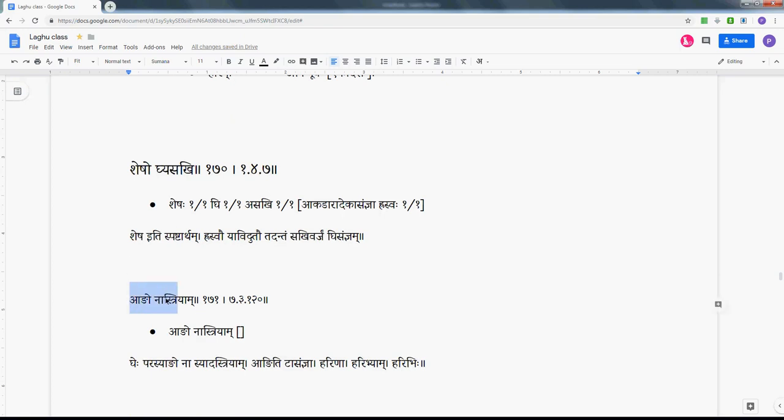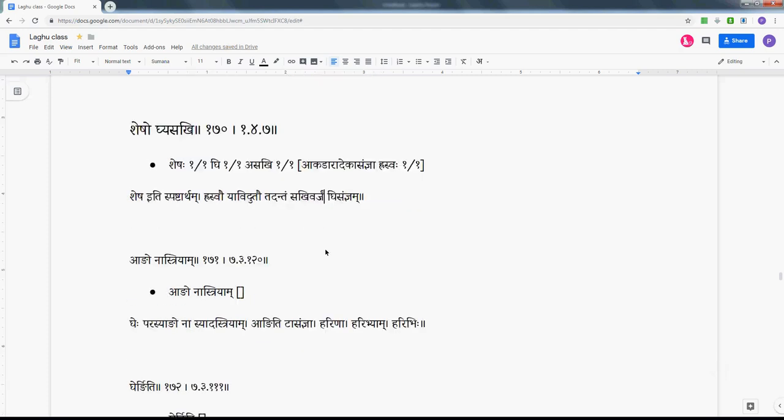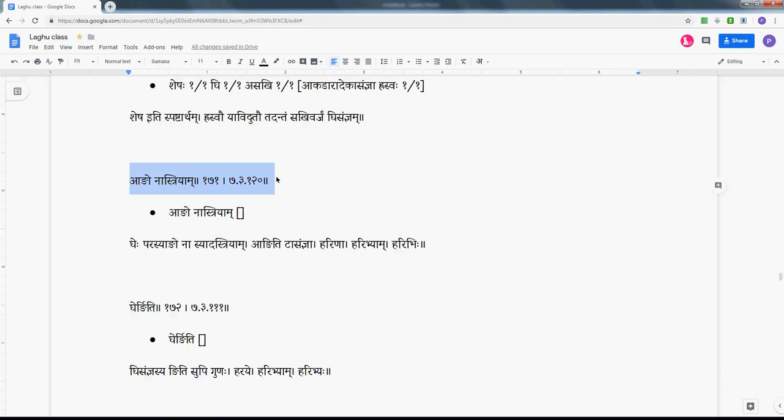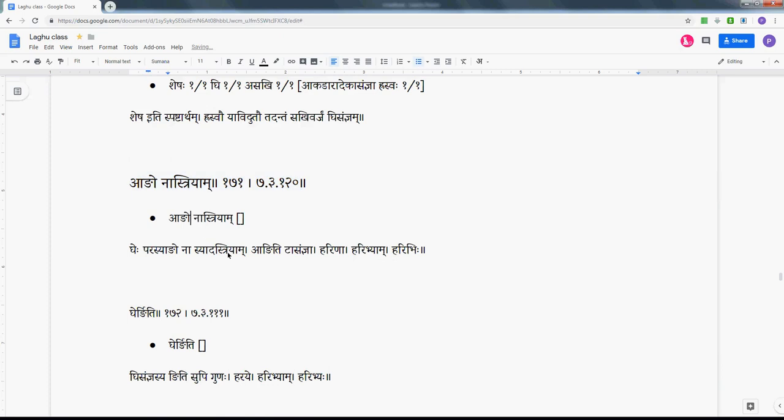So we are here at Ango Nastriyam. And Anga, Ang is a Ta Sangya. He said Ang iti Ta Sangya. So Ango Nastriyam, Na Astriyam. Anga na adesha bhavati astriyam. Na astriyam. Na is the first case adesha and anga is shashti, angaha. Ang means ta. For ta, there is na as adesha when astriyam, not in stri.